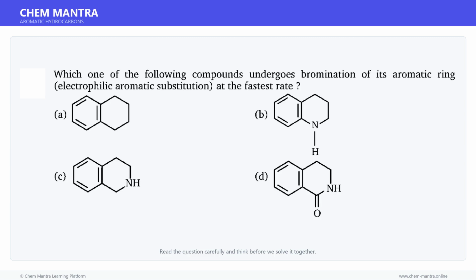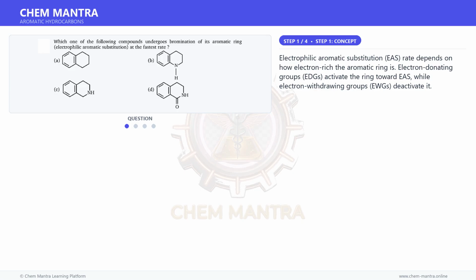Here is a question. Read it carefully and think about the answer. Let us solve it step by step. Let us first understand the key concept here. Electrophilic aromatic substitution, EAS, rate depends on how electron-rich the aromatic ring is. Electron-donating groups, EDGs, activate the ring toward EAS, while electron-withdrawing groups, EWGs, deactivate it.